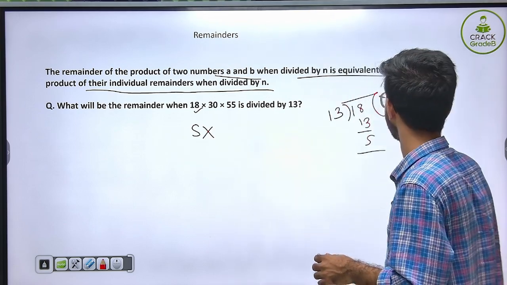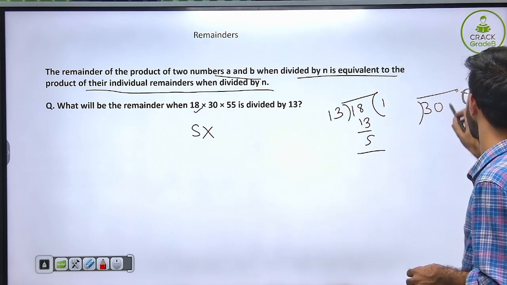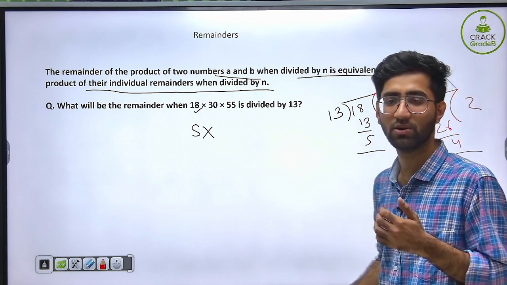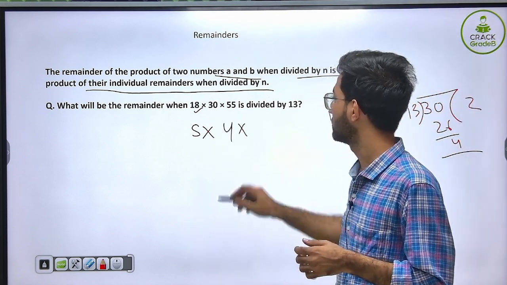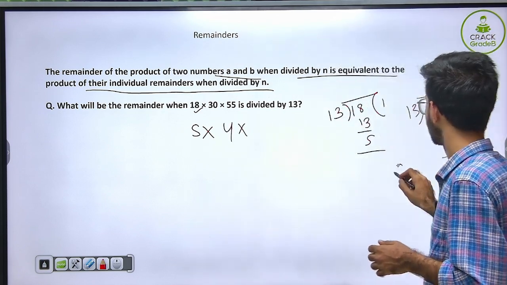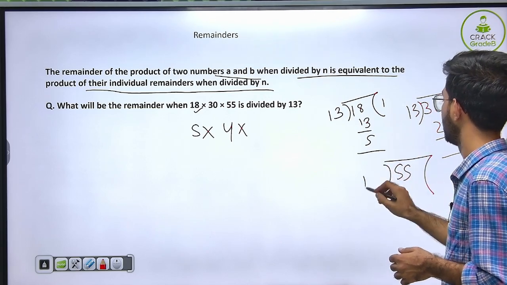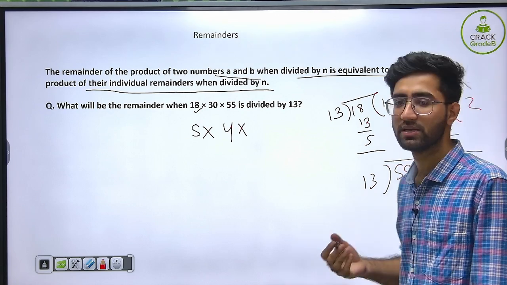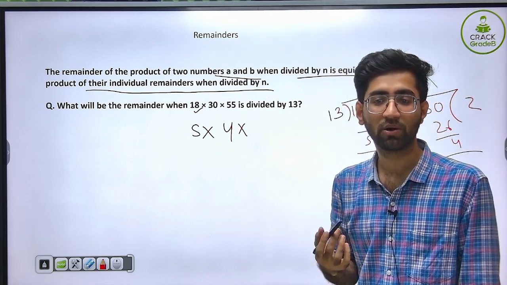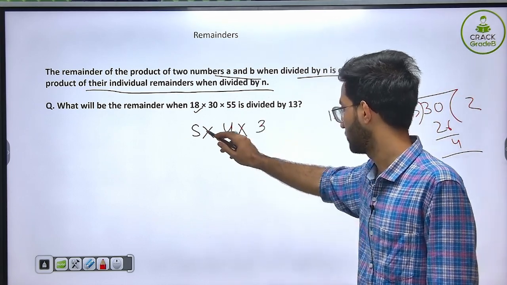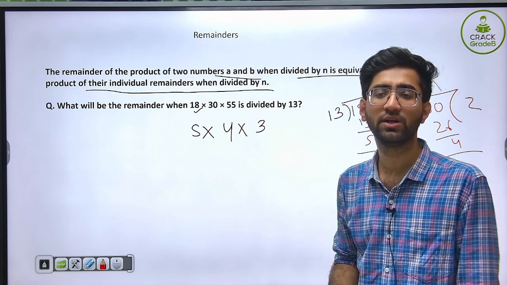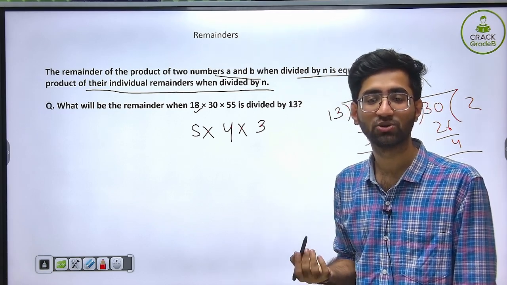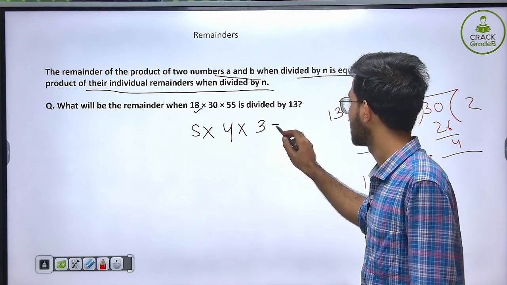So simple, you have to divide 30 by 13. So 13 into 2 is 26, and the remainder is equal to 4. So 5 into 4. Then 55. Again, you have to divide 55 by 13. So 13 into 4 is 52. So the remainder is equal to 3. So now look at the product. 5 into 4 into 3. 5 into 4 is 20. 20 into 3 is what? 60. 20 into 3 is equal to 60, right?